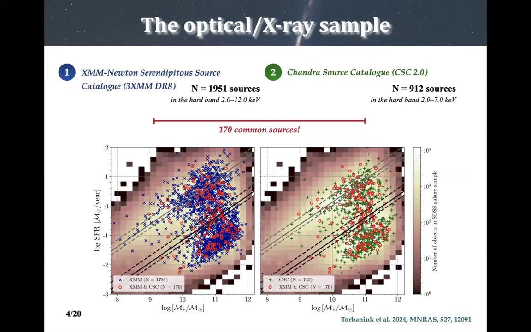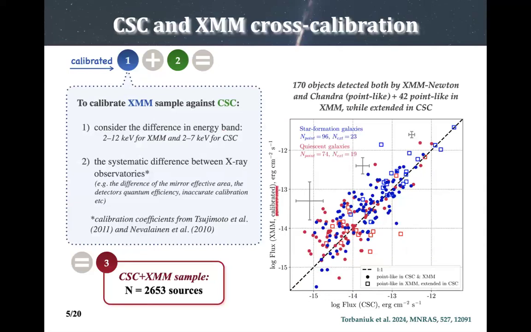To probe the AGN in these galaxies, we are using X-rays because it's the easiest option. We combine two samples: the sample from the XMM-Newton Serendipitous Catalog and from the Chandra Source Catalog. In common between these two catalogs, we have 170 different sources, so we can cross-calibrate our sample. The cross-calibration was quite simple.